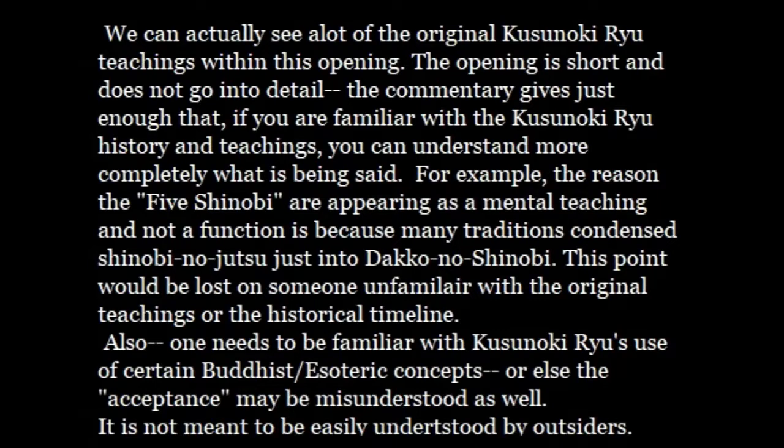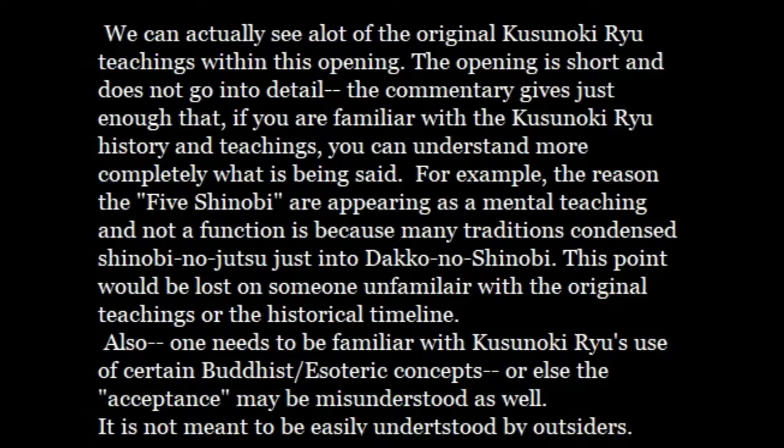So let's take a moment to just look at that again. We can actually see a lot of the original Kusunoki Ryu teachings within this opening. The opening is short and it doesn't go into great detail. The commentary gives just enough that if you're familiar with Kusunoki Ryu history and teachings, you can understand more completely what is being said. For example, the reason the 5 shinobi are appearing as a mental teaching and not a function is because, remember from the previous videos, many of the traditions condensed shinobi no jutsu just into Dako no shinobi. Remember, it was 6 and then it just gets reduced into Dako.